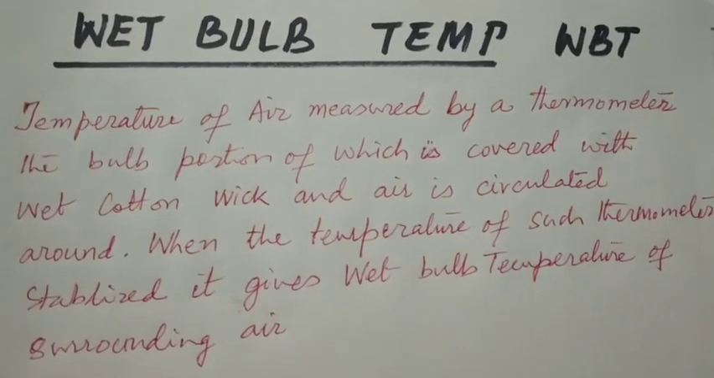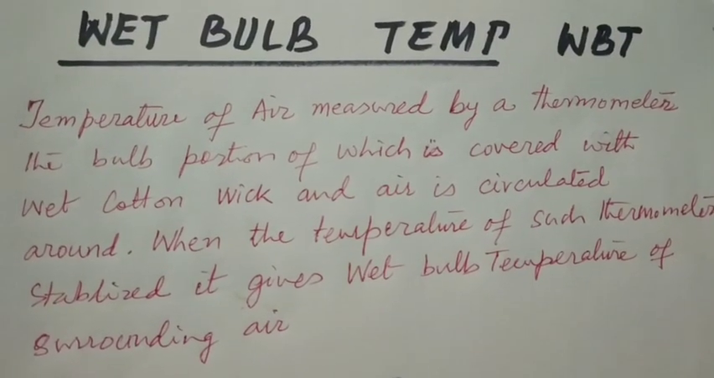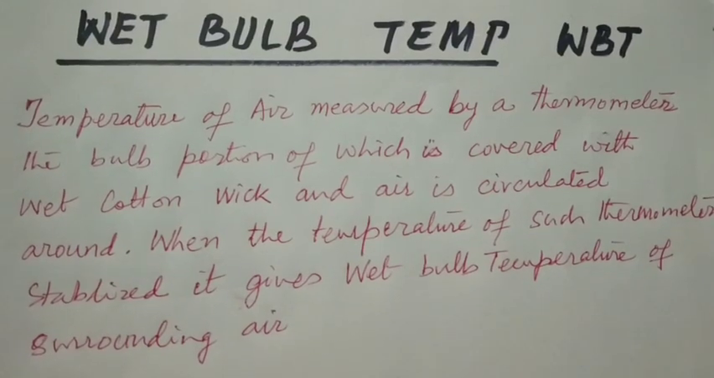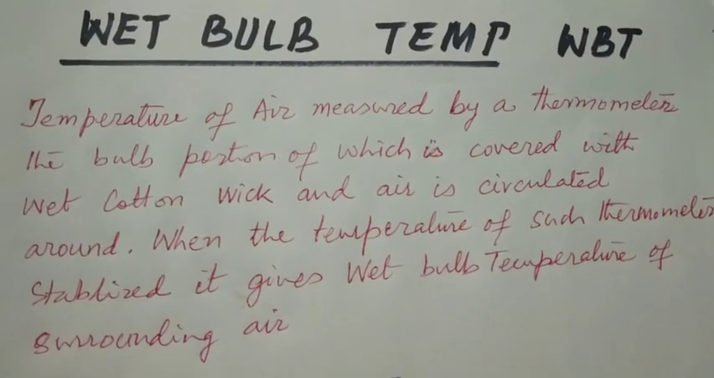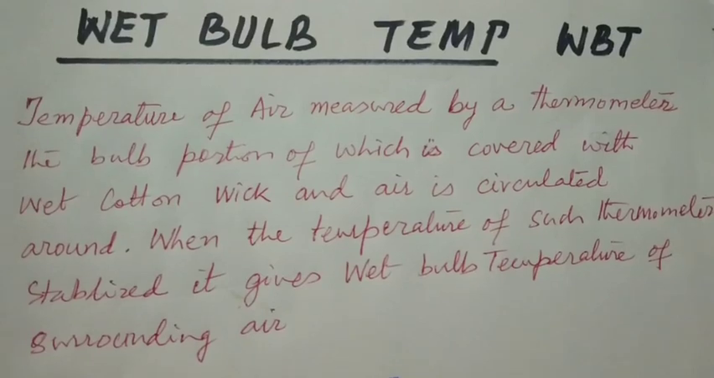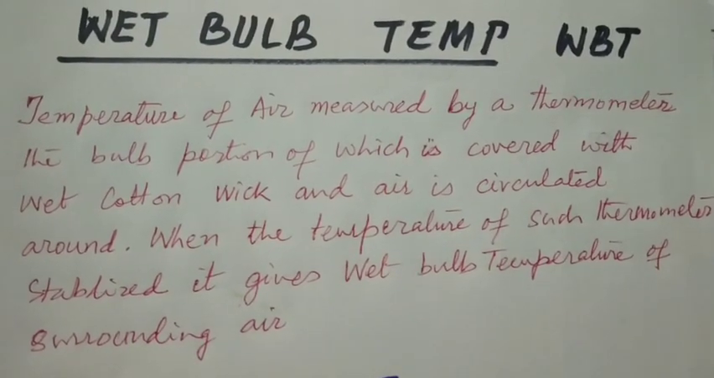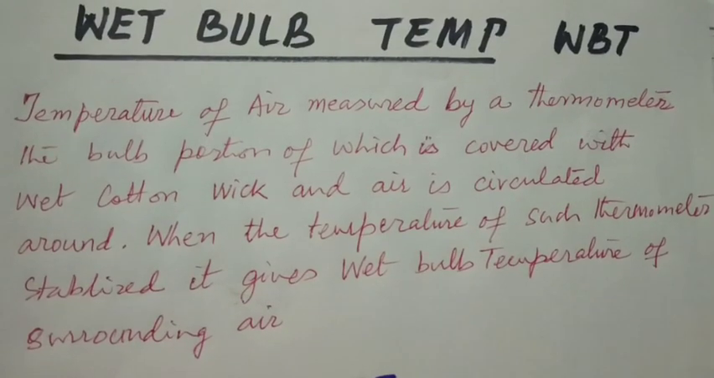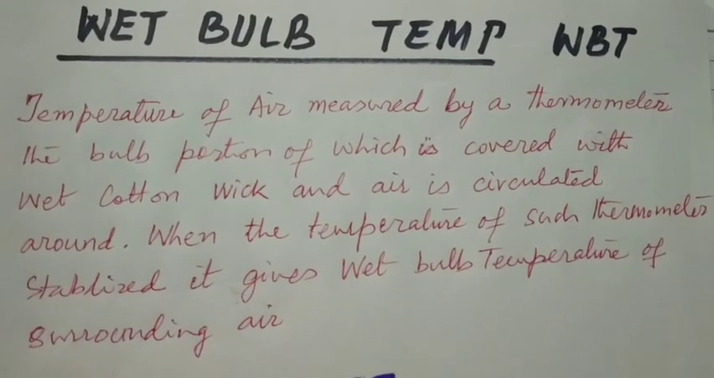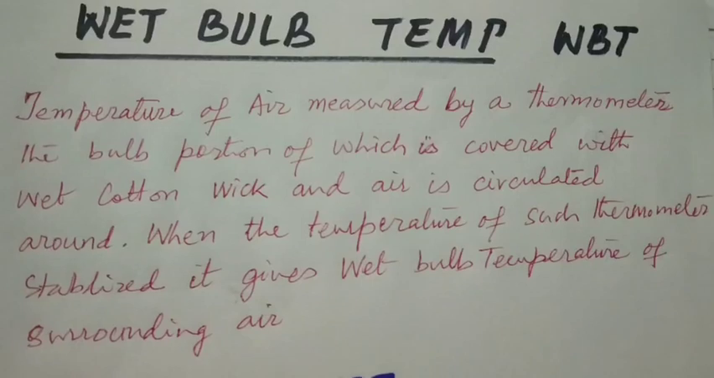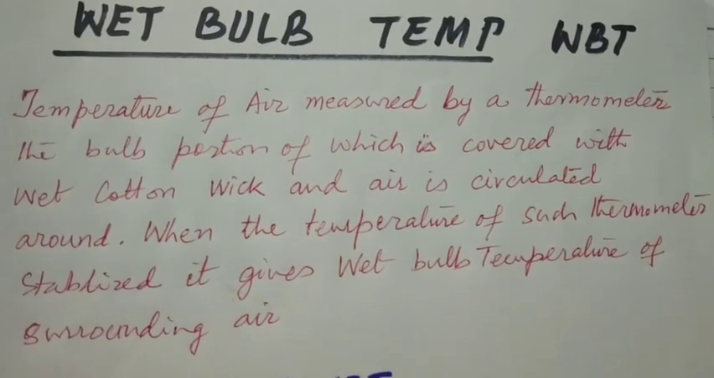Wet bulb temperature is the temperature of air measured by a thermometer, the bulb portion of which is covered with a wet cotton wick, and air is circulated around it. When the temperature of such a thermometer stabilizes, it gives the wet bulb temperature of the surrounding air.